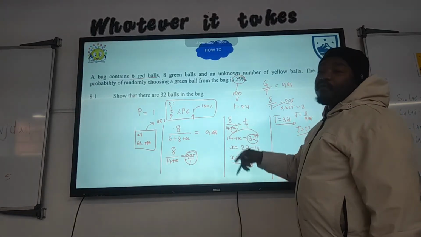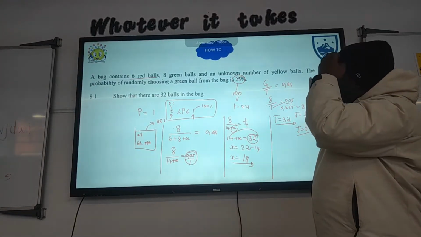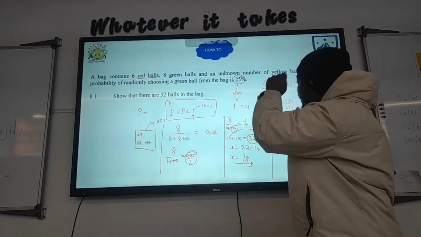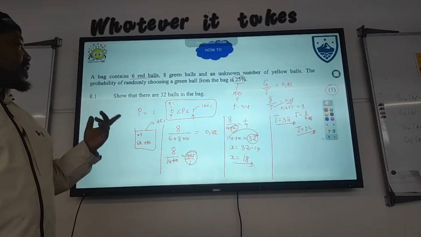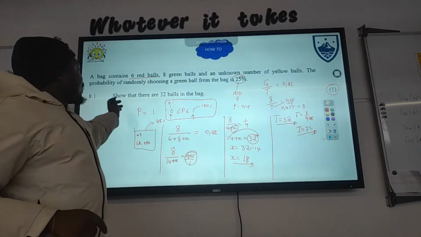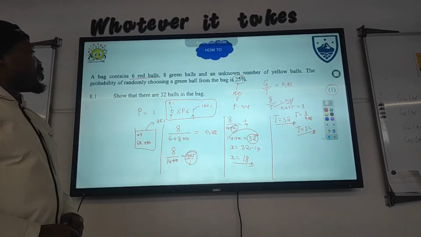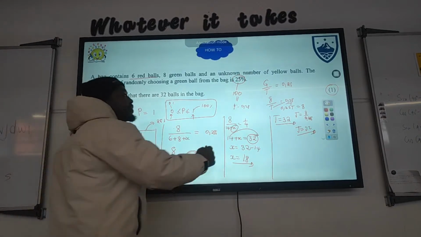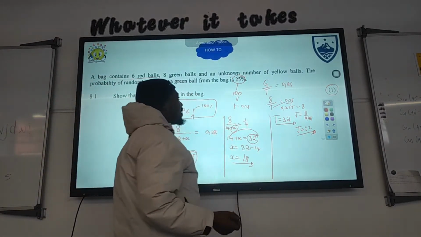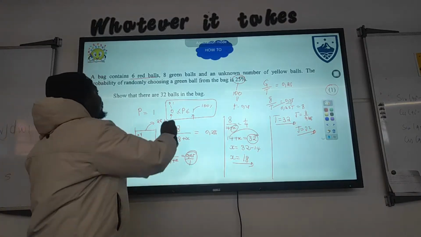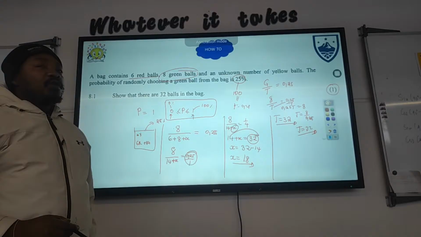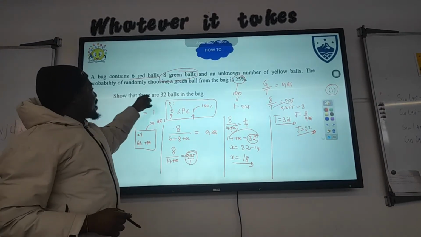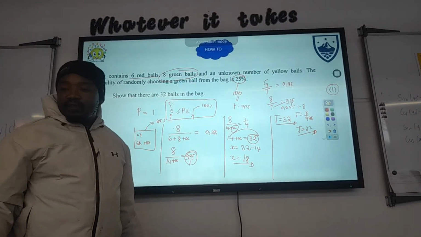But what I wanted you to understand is where that 32 is coming from, because we are going to need the value of x at a later stage. So I wanted us to be clear on how we go about getting that 32. They say show that there are 32 balls, so you can say green divided by the total number, because already we have 8 green balls given to us, even though we don't know the total number, because we just tried to prove the total number is 32.